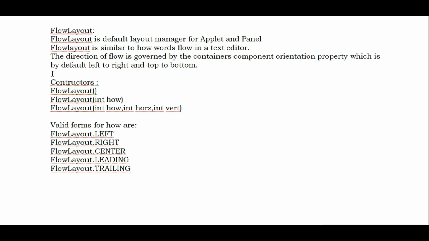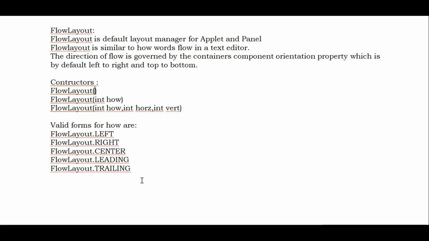Okay, so here I'm listing out some of the constructors of the flow layout. The first constructor is FlowLayout, which does not take any arguments, and the second one takes in an alignment. So what is this alignment? This tells us about the alignment property. There are 5 valid forms of the alignment property. Those are left, right, center, leading, and trailing.